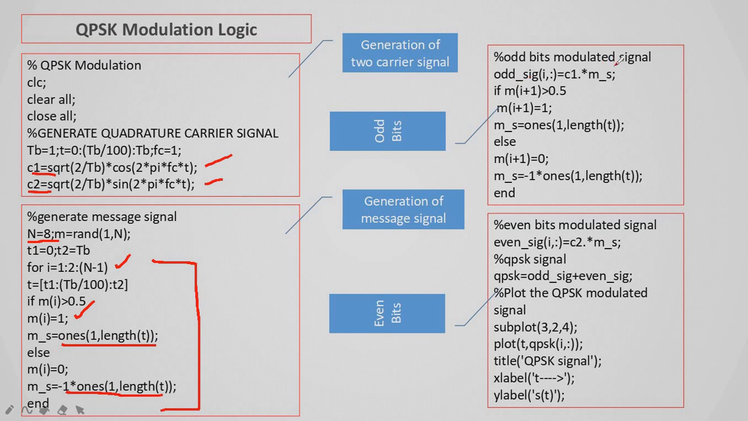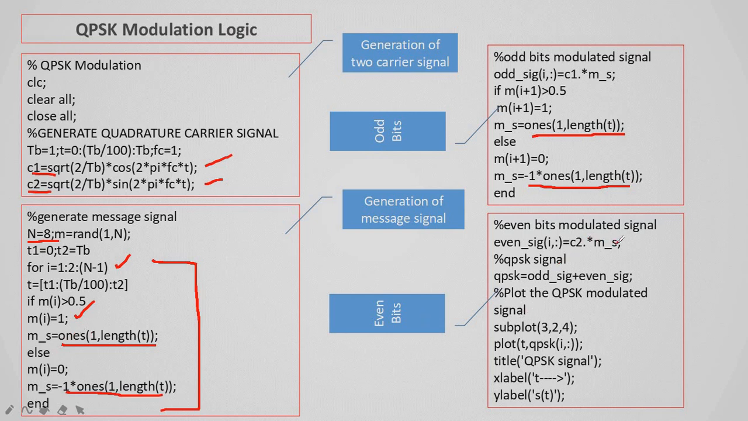So you can see here, the odd bit modulated signal. Odd signal of I is equal to odd value C1 into m suffix s. So m suffix s you can see either this value or this value, it will be multiplied with C1. As we increase the iteration step by step, if m of I plus 1 is greater than 0.5, that means it will be identified as 1 and ones of length of t. Else it is 0, then 0 means it is minus 1 into ones of length of t. Similarly, if it is an even bit, you have to multiply C2 to m suffix s. This is our message signal.